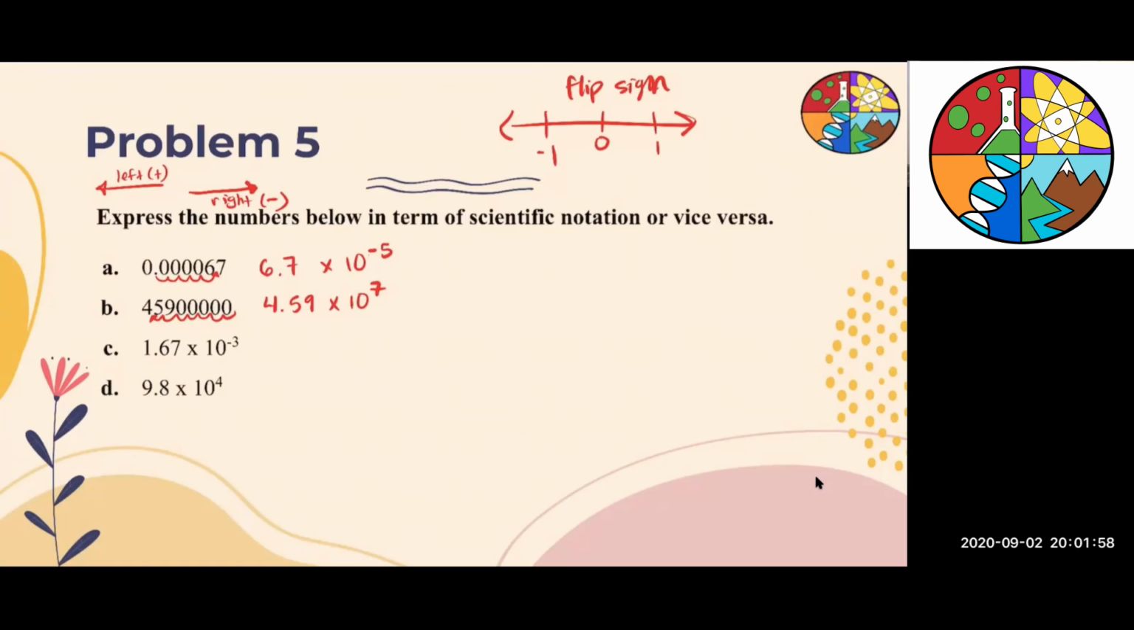Whoever unmutes first or types it. So if it's in scientific notation, put in the entire number. I got 0.00167. Okay, so the decimal was here, it goes 1, 2, 3, and that's correct. Okay, that's the right answer.